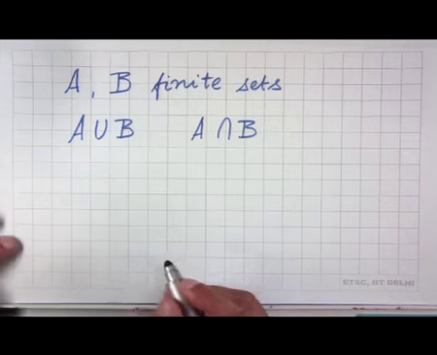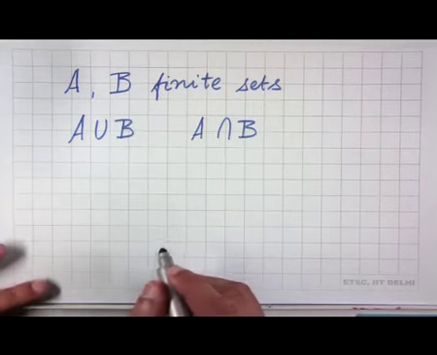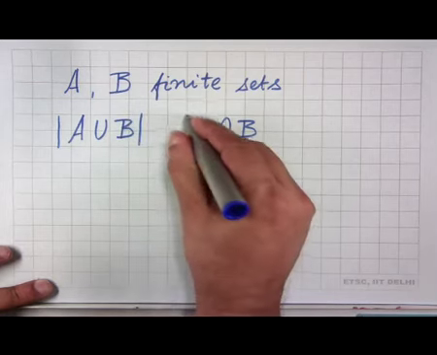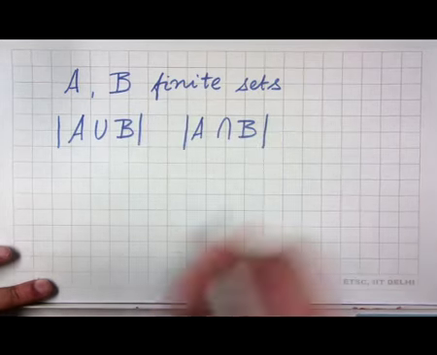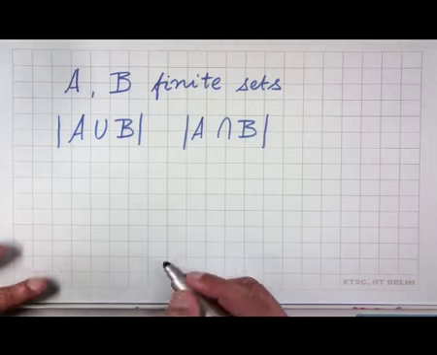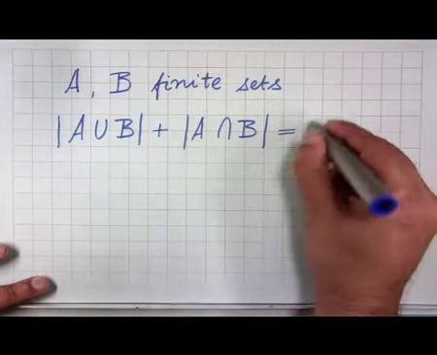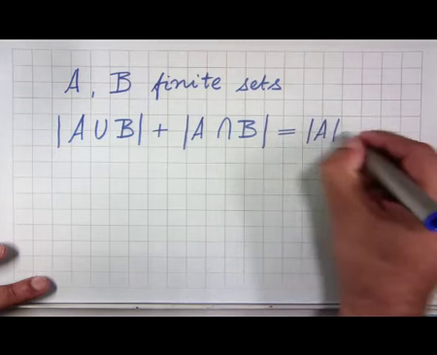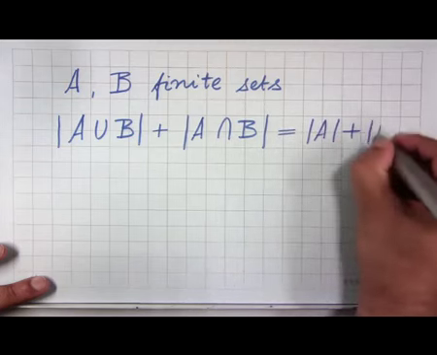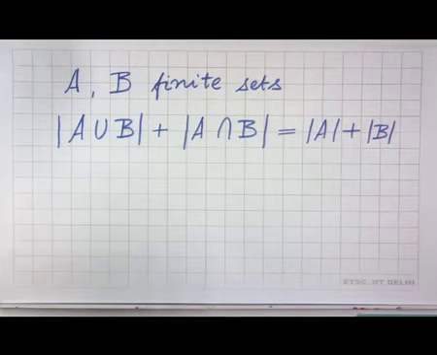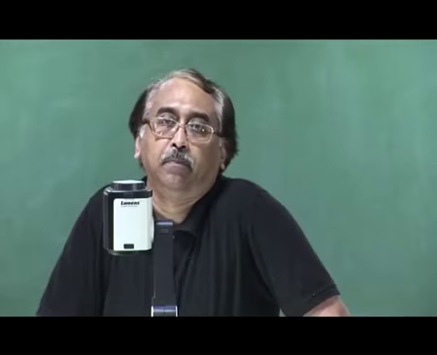Now, there's a very simple relation between these two sets. If you look at the union of A and B and count the number of elements in it, and if you look at the intersection of two sets, A and B, and count the number of elements in it, and if you add the two numbers up, it is in fact equal to the sum of the numbers in each of the two sets. It's equal to the number of elements in A plus the number of elements in B.